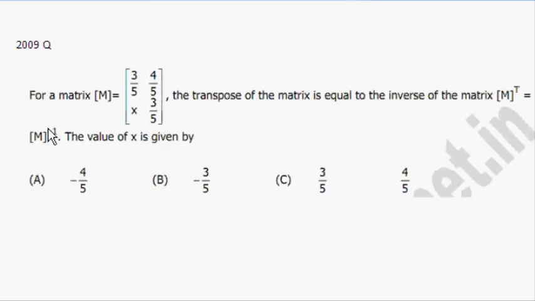This is a 2009 question for a matrix M. The transpose matrix is equal to the inverse of the matrix. The values of x are given by transpose equal to inverse of the 2 by 2 matrix. That means the determinant value is equal to 1. Then only it will be possible. So to find x, make the determinant value of this matrix equal to 1.